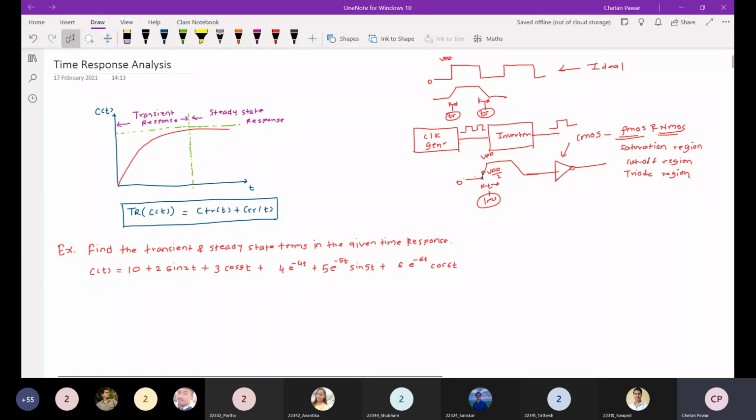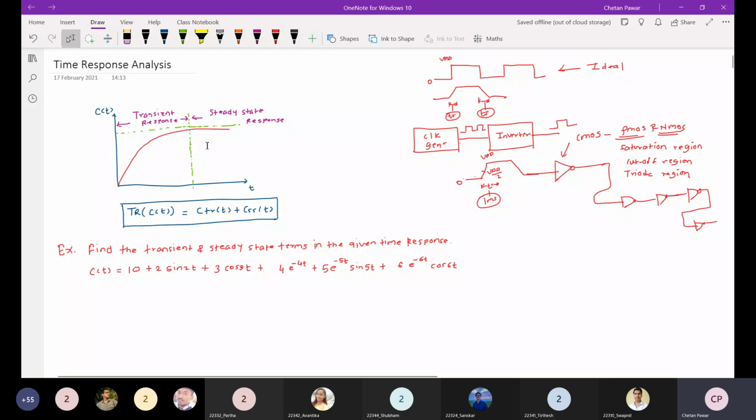So while designing this inverter or this clock generator, we need to do this type of time response analysis so that the signal will not get distorted as it propagates through the inverter network. In chip design, they use this inverter chain to provide the clock to the chip. So this kind of time response analysis is very important in IC design also. This is one example of time response analysis.